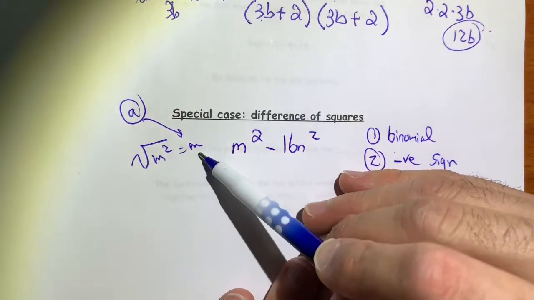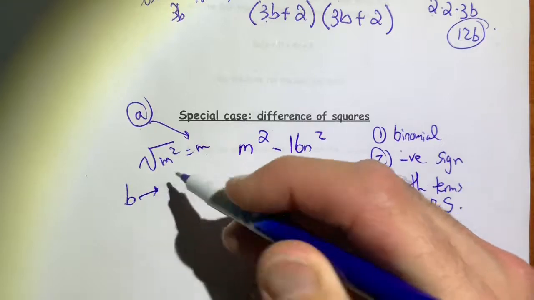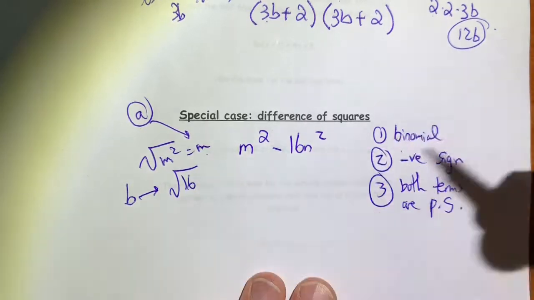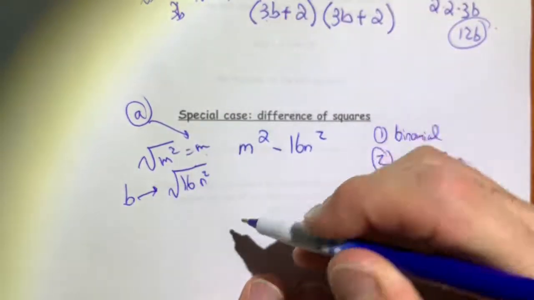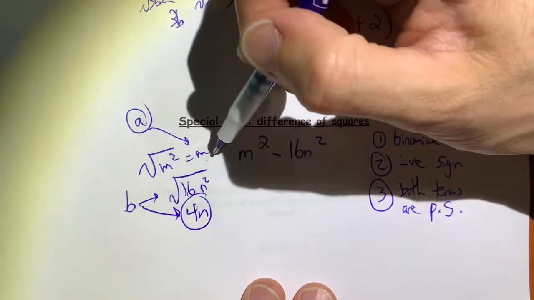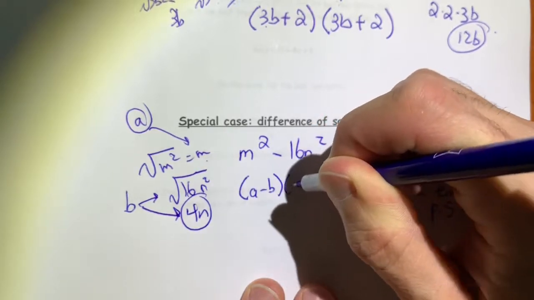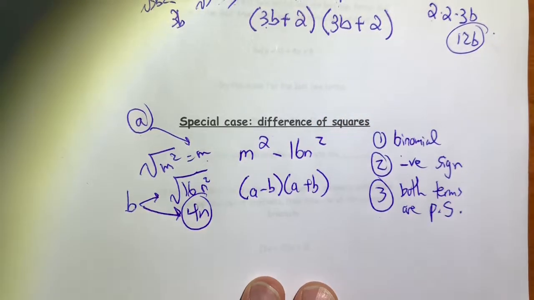Just in our formula, we call this a. And if I can do the square root of that, we call that b. So 16n squared, well, that equals 4n. Okay, so b is 4n, a is m, and the formula for a difference of squares is a minus b times a plus b. So that's how it factors.